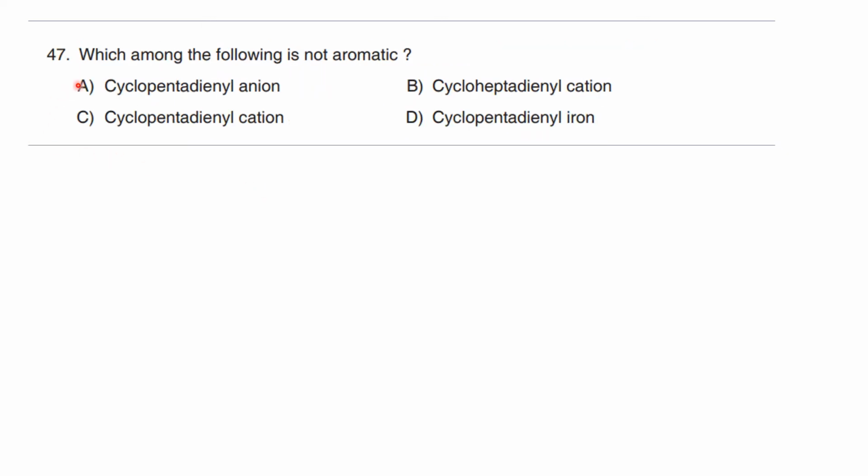The second question is from aromaticity, which is an organic chemistry question, and you're asked to find out the compound that is not aromatic. For answering this question, you need to have an idea regarding what aromatic compounds are. So how can a compound be classified as an aromatic compound?